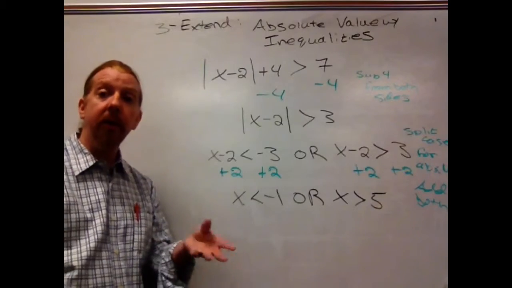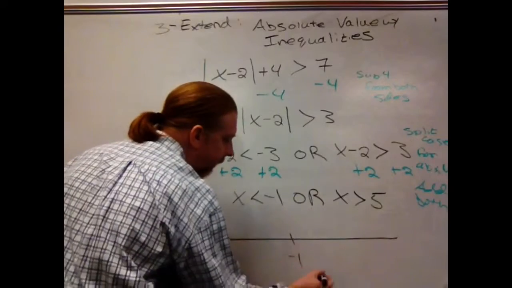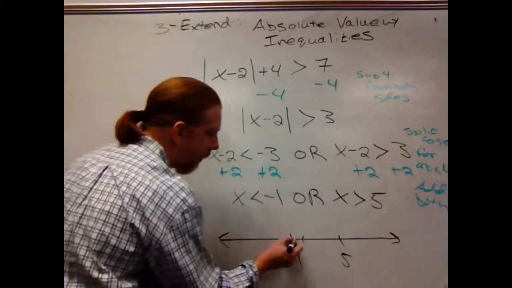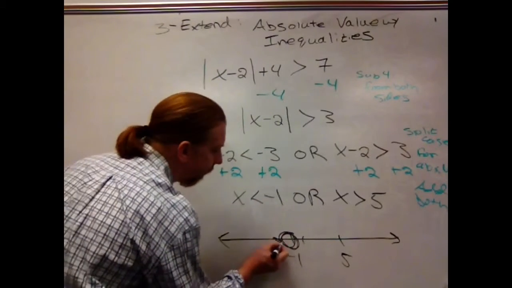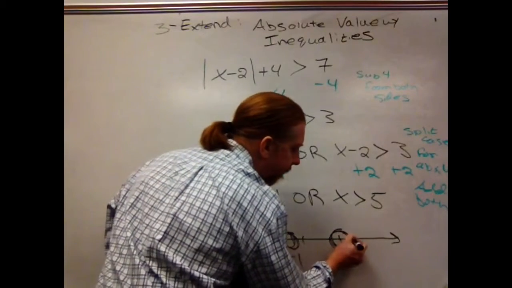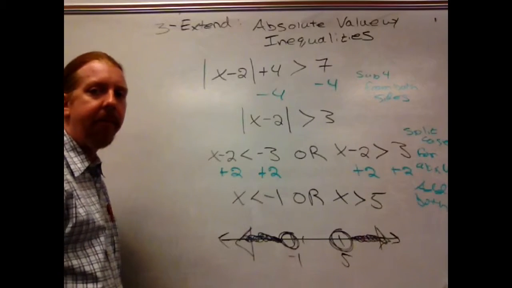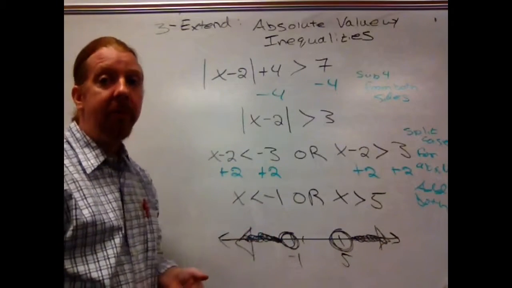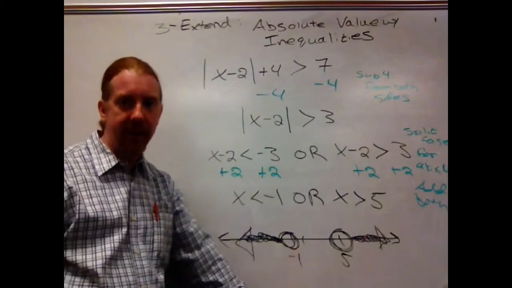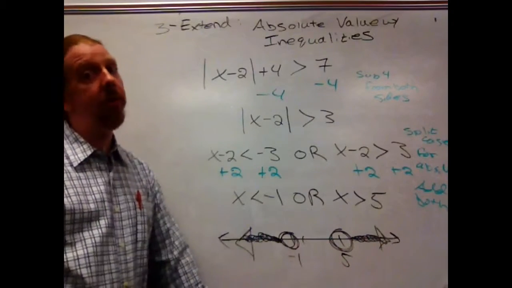So now when I draw the number line to graph this, I've got negative 1 here, 0, 5. Open because it's not equal to. I go this way for negative 1, this way for positive 5. Again, what makes this problem stick out is the fact that the absolute value is going to create this compound case. With the compound case, I then have to deal with my graph. It's a little bit more interesting.